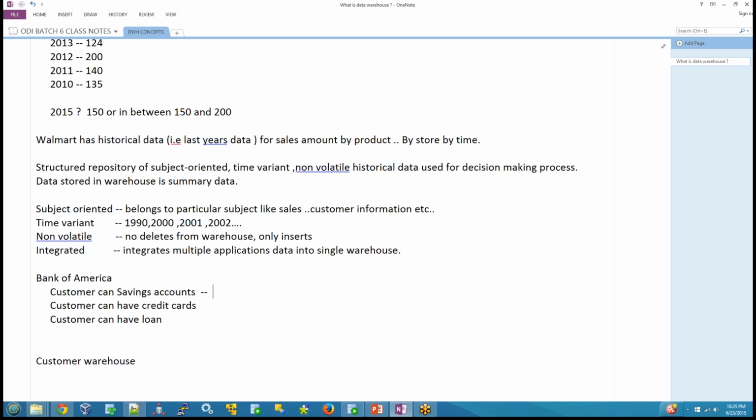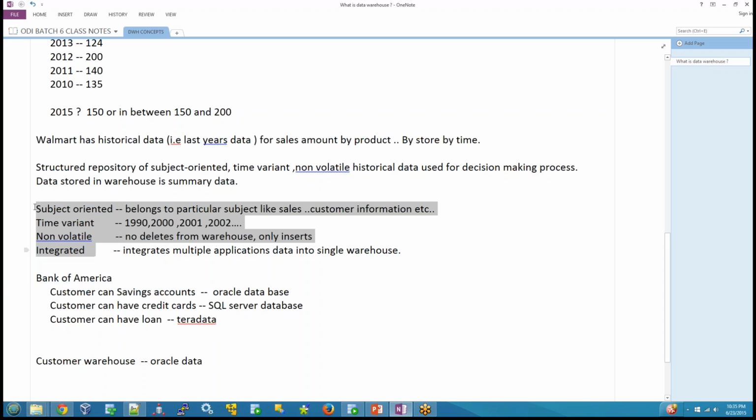See here, so we have three applications. These are the three different applications. Okay, let's consider this application is using Oracle database, and this application is using a SQL Server database, for example. And this application is using some Teradata. These are three different applications in a different environment. So the customer warehouse is on Oracle database. So integrated means we will get the data from three different applications and integrate it into a single place. So these four are the basic characteristics of a warehouse: subject oriented, time variant, non-volatile, and integrated data. Everybody is clear?